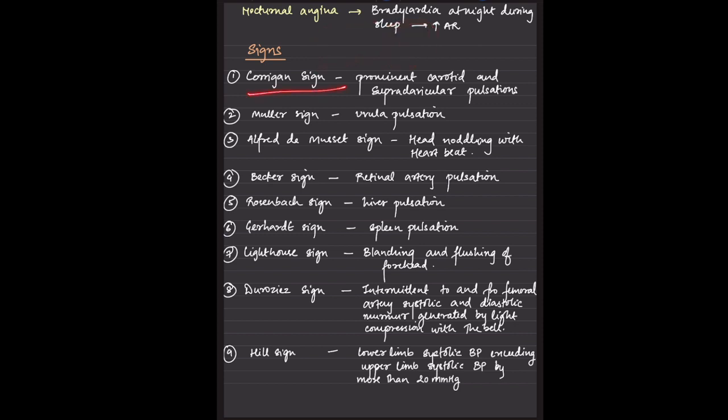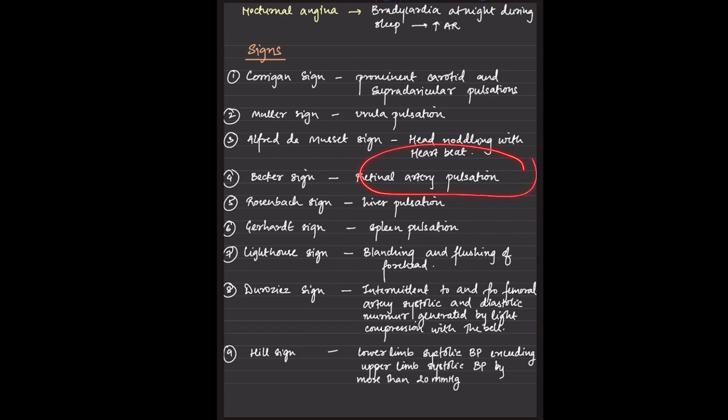There is the Corrigan sign. That means there would be prominent carotid and supraclavicular pulsations. That is the Corrigan sign. We have the Müller sign. That means uvular pulsations are seen. Alfred de Musset sign, that means there will be head nodding with the heartbeat. So in my patient, Alfred sign was not present, uvular sign was present, Corrigan sign was present.